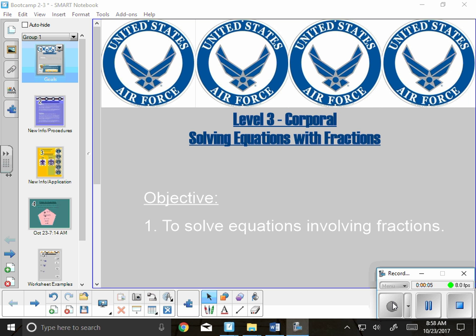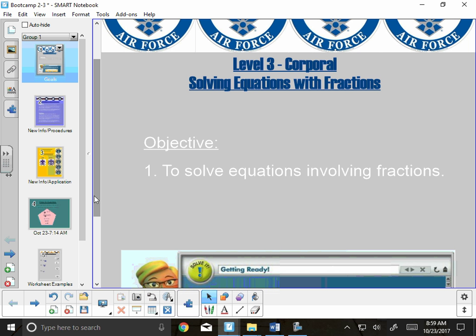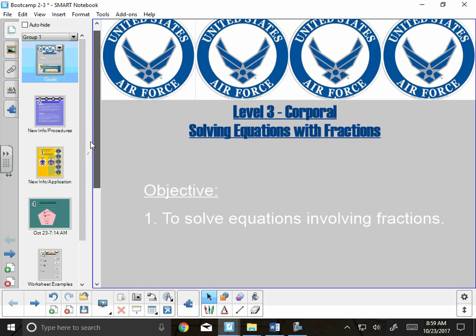Today we're going to be working with solving equations with fractions. Our objective here, our goal, is to solve equations involving fractions. This would be a good time to take out your goal sheet and make sure you write this down for Level 3. If you scroll down, you'll see we have the AP question here. Go ahead, answer it, and we can come back to it if you have any questions.